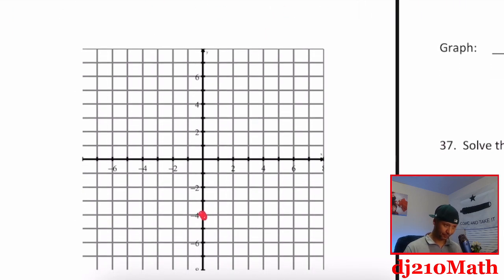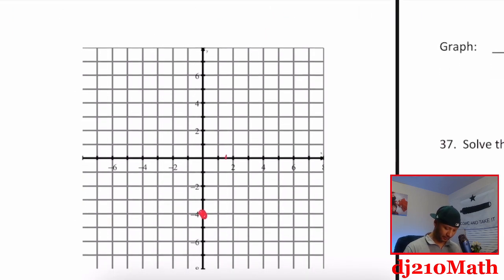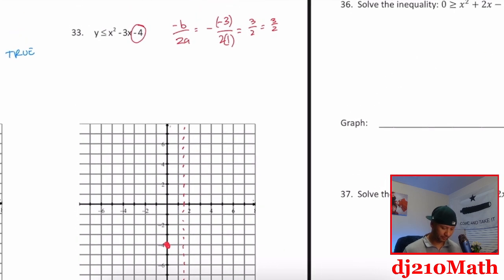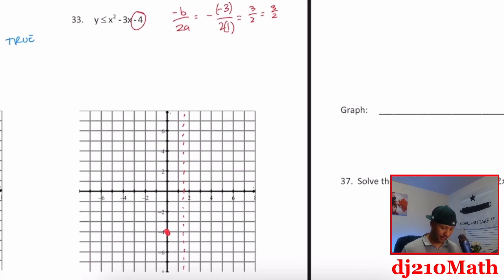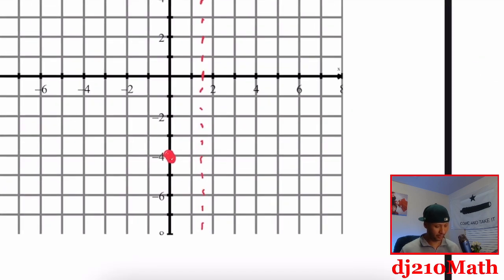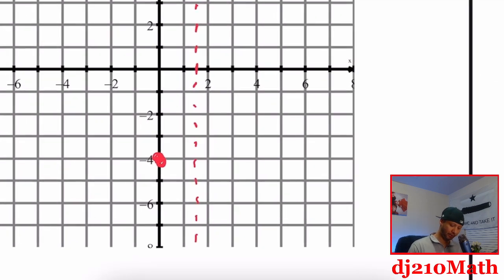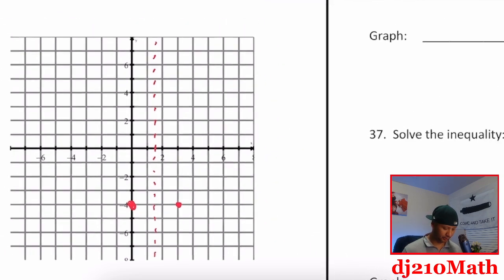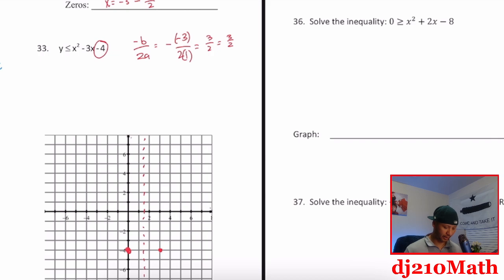Okay, 1.5 is going to be here. So the axis of symmetry goes through 1.5. Not only that, the y-intercept is going to be reflected across the axis of symmetry. And now, if we plug 3 halves into the original, we can figure out where the vertex actually is.